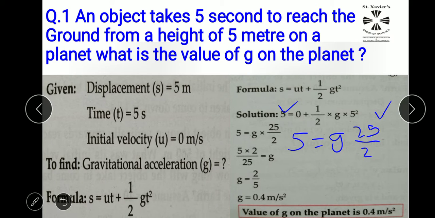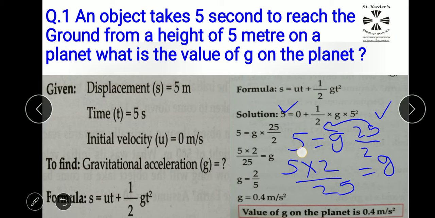When we change the side of 2, it goes into the numerator as it was in the denominator, so we get 5 into 2. When you change the side of 25, it is in the numerator, so it will go in the denominator and it will become upon 25. Here what is left is g. Now 5 ones are 5 and 5 fives are 25, so we'll get 2 upon 5.